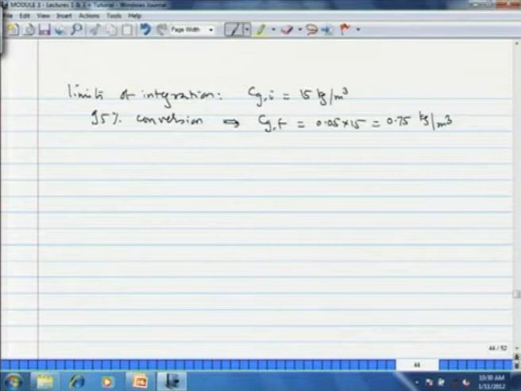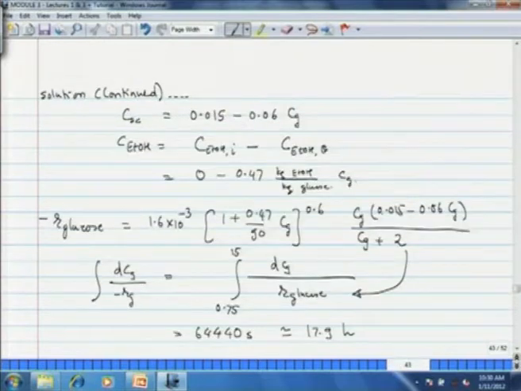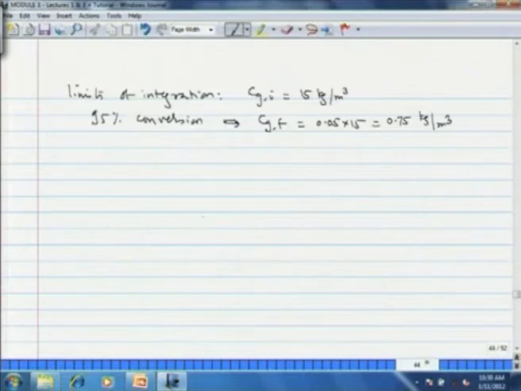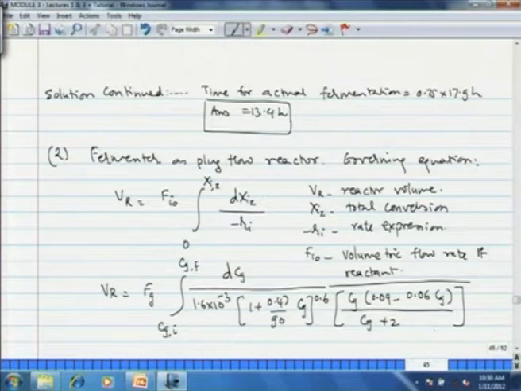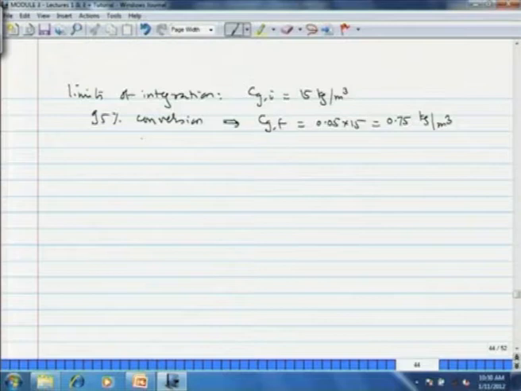So again you can perform the integration using any basic software. This particular integral you can perform using any basic software, and then you can find the answer as 7.5, the volume of the PFR. Remember that we have been given the volume of the PFR in this case. We have to find out the flow rate.